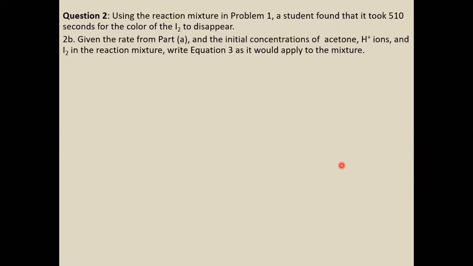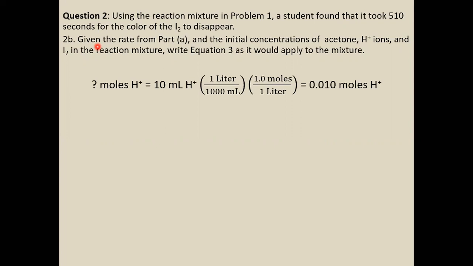Okay, now we want to look at the information that we have. We found out the rate now. We know how to find out the initial concentrations of everything. And now we want to write everything out that we know up to this point. We have to do one more calculation to complete the information that we have available to us, because we found the concentration of acetone and iodine, but we haven't found the concentration of H plus yet. So we're going to take a minute to calculate that out.